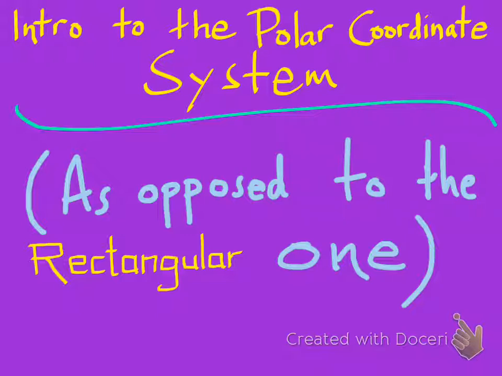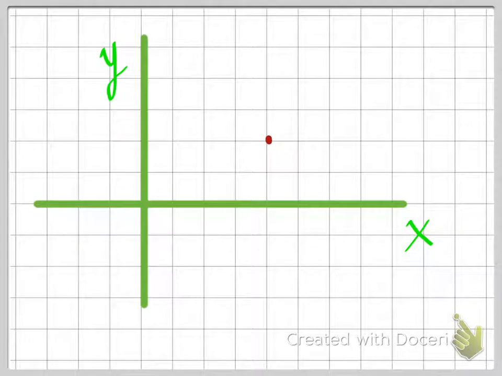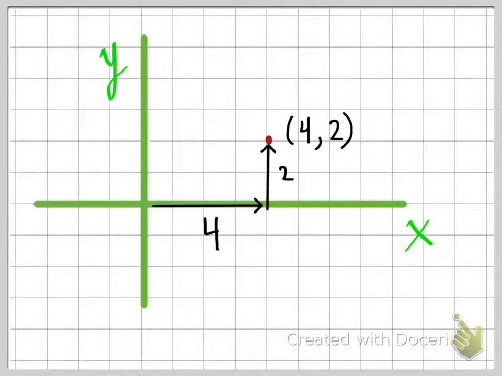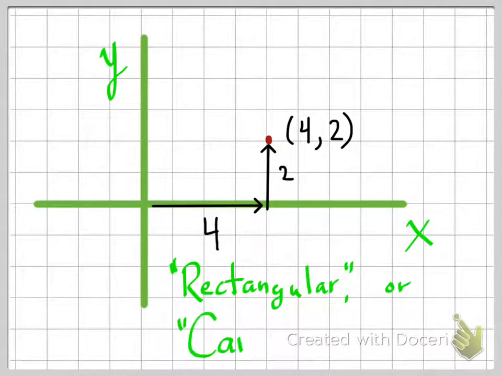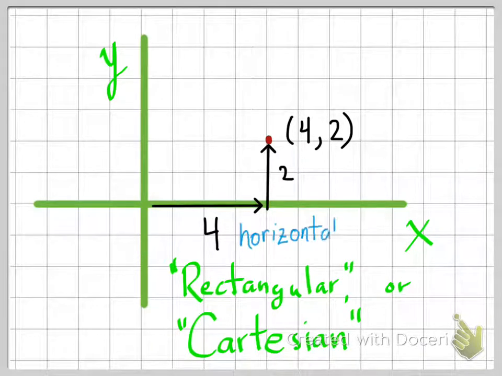But first, let's take a look at a point in a rectangular plane, and I'm sure with very little effort you can name the coordinates of that point, 4, 2. That is because that point is located 4 units to the right and 2 units above the origin of our coordinate system. So in a rectangular coordinate system, which is also called a Cartesian coordinate system, our coordinates are based on a horizontal and vertical distance away from the origin.